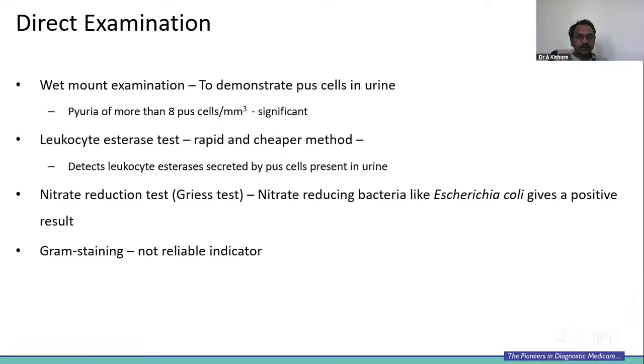Apart from that, Gram stain is also done, but Gram stain is not recommended for routine use. It's not a reliable indicator. Whenever you suspect an upper urinary tract infection, it's better to go for Gram stain. And if you are suspecting a Mycobacterium tuberculosis infection, it's better to go for AFB staining. A centrifuged sample has to be taken for AFB staining.